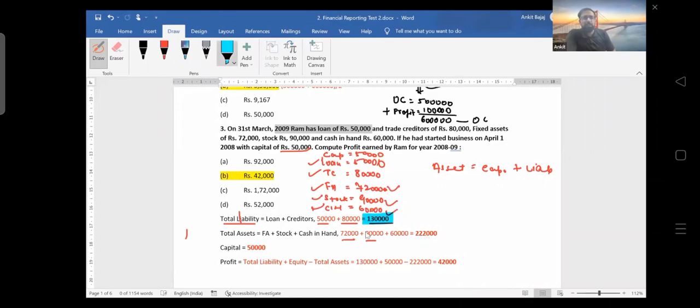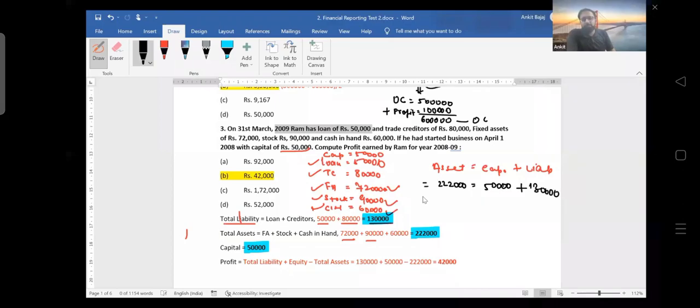Total liability is given, total asset is given. Then capital value is given, 50,000. So how will you compute the profit? If you want to compute the profit, first you can create the accounting equation, right? So asset value is how much? Asset value is 2,22,000, right? Capital value is 50,000 plus liability value is 1,00,000, right?